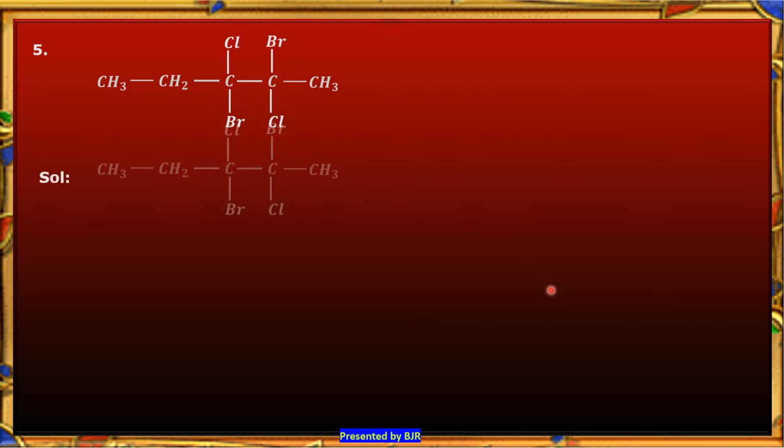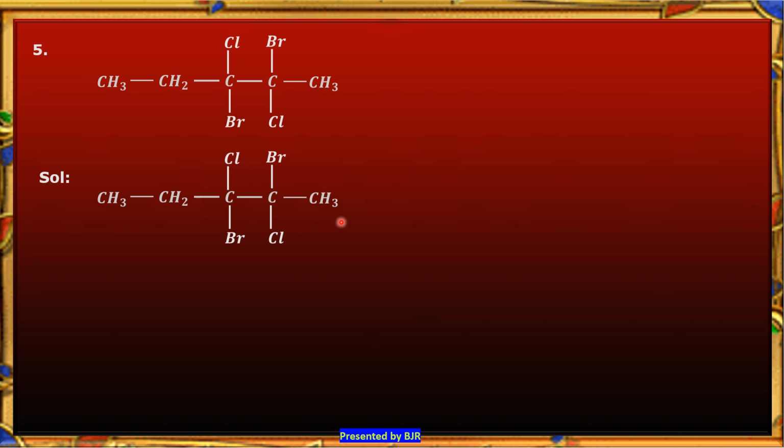Next, problem number 5. This is a haloalkane. Why? Because it contains atoms of halogen elements, bromine and chlorine as the substituents. Solution. So this is the longest chain of carbon atoms because it contains only one chain. Now I am numbering from left to right and from right to left also. So let us check which one is the correct one by using the lowest set of locants rule.